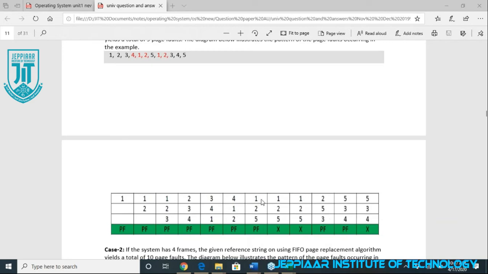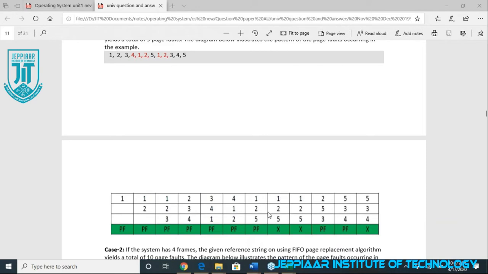So when I read 5, 5 is not available, so you just check. We have given X marks. So that means we have not replaced anything because 5 is available in the main memory. So it is a hit.